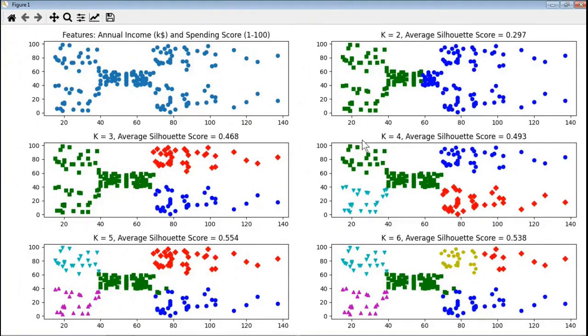Next, it displays a graph of the different values of k from 2 to 6 with their computed average silhouette score. The highest average silhouette score is 0.554 with k equals 5.